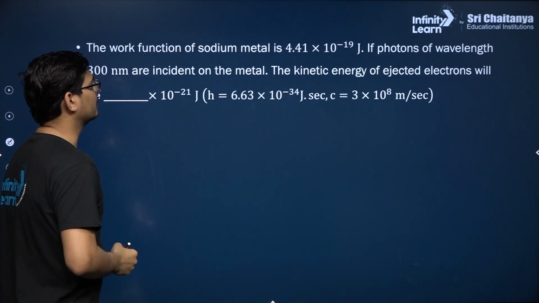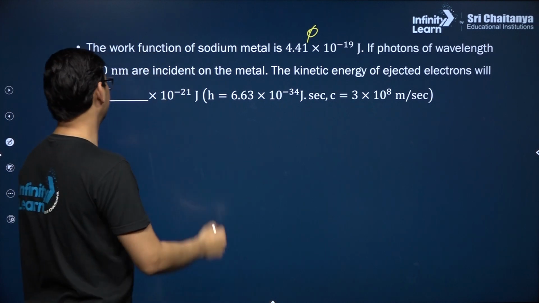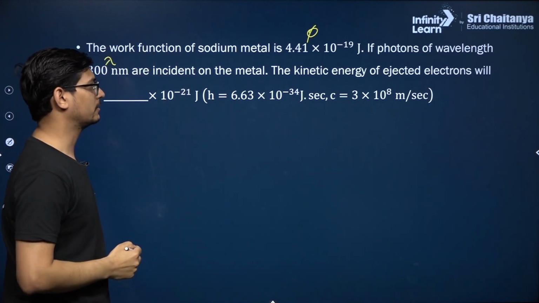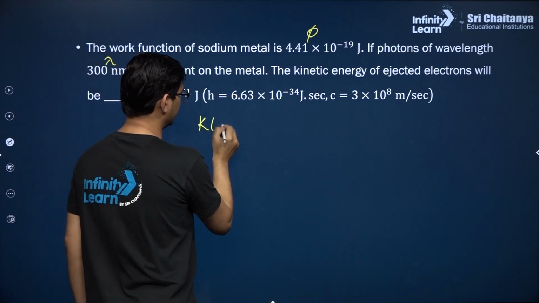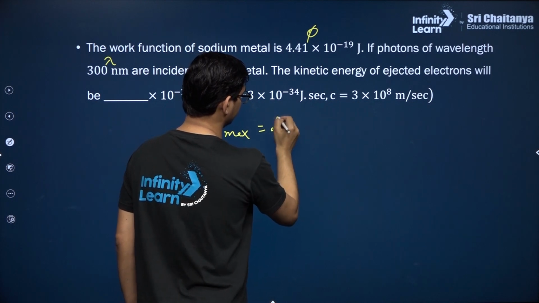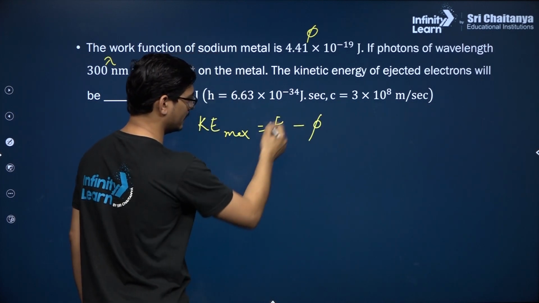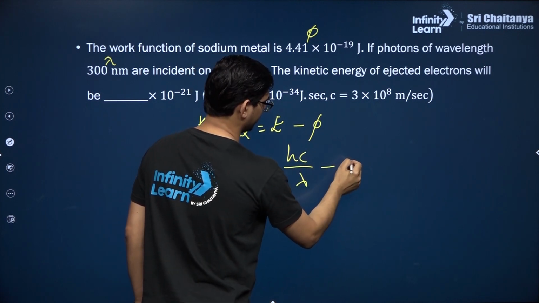In the next question, the work function of sodium metal is given. So this phi is given. If photons of wavelength 300 nanometer are incident on the metal, the kinetic energy. So as per Einstein's photoelectric equation, the maximum kinetic energy is the energy of the incident photon minus the work function. Energy of the incident photon I can write as hc by lambda, minus the work function, right.